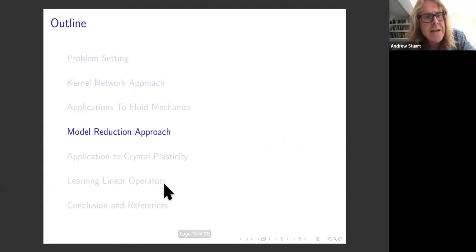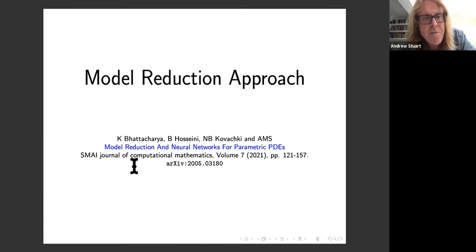Okay, so the second architecture I want to describe is joint work with Kaushik Bhattacharya, who was also involved in the previous work; Bamdad Hosseini, who was a postdoc at Caltech and is now a professor in applied math at the University of Washington; and Nick Kovachki, who was also involved in the previous work.